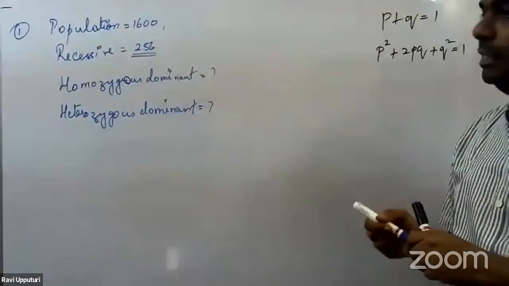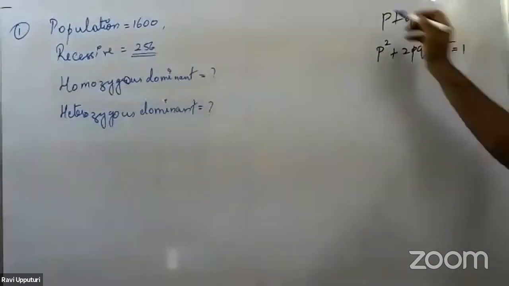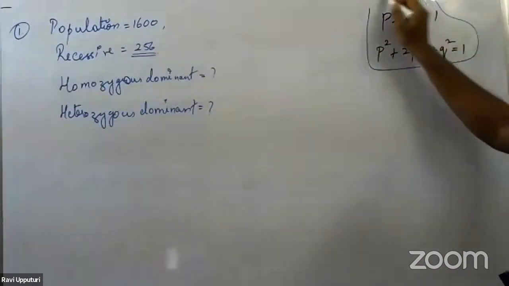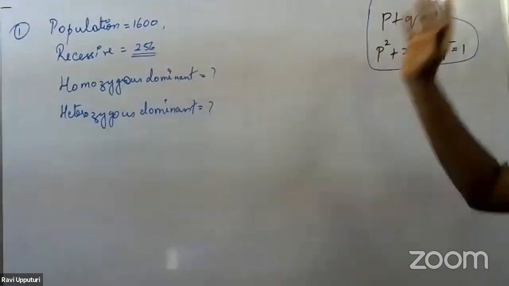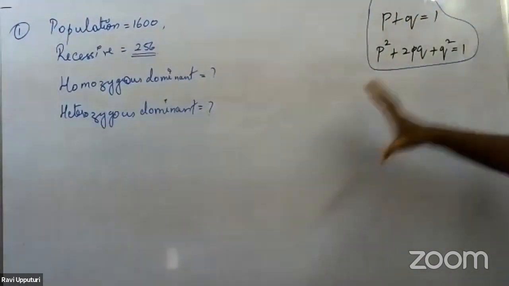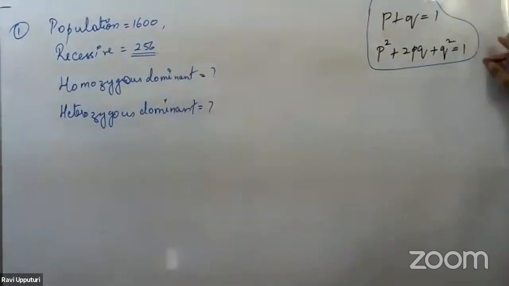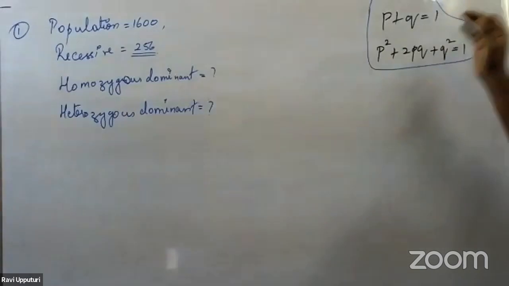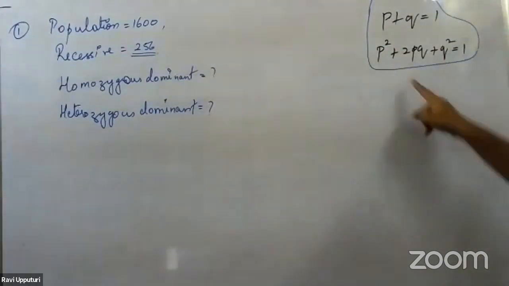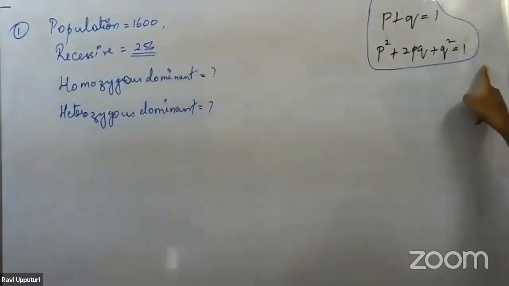Now, when we say recessive, we have these two expressions to remember. All our problems with regards to the Hardy-Weinberg principle will be based on these two. You need to know when to use p plus q equals 1. At the same time, you need to know when to use p square plus 2pq plus q square equals 1.